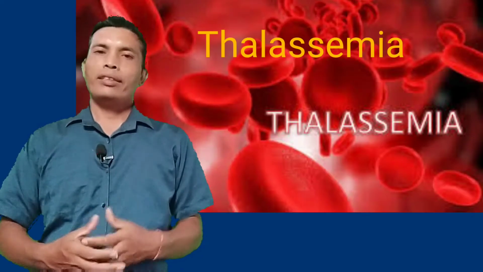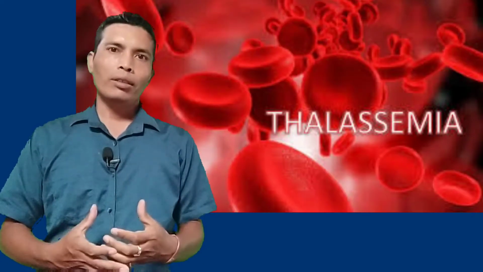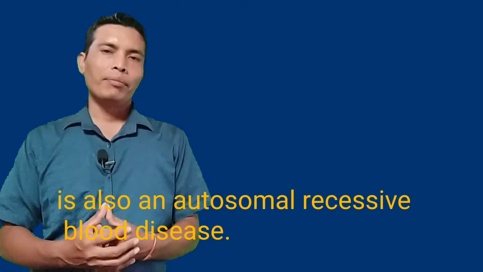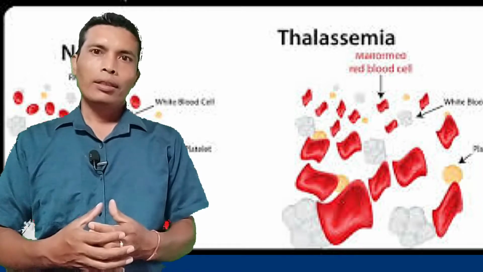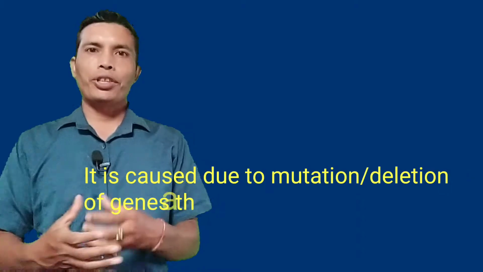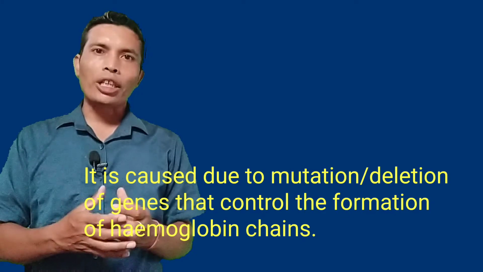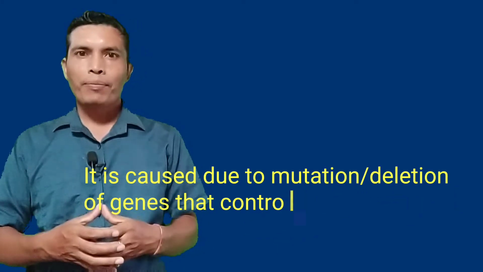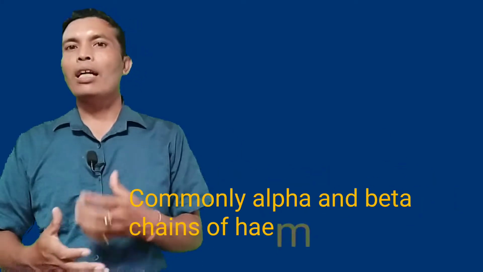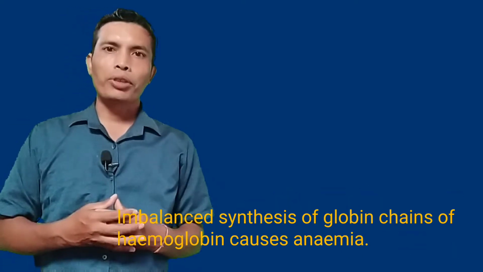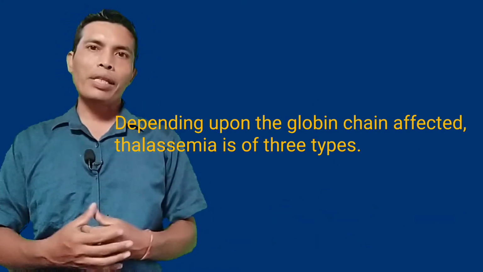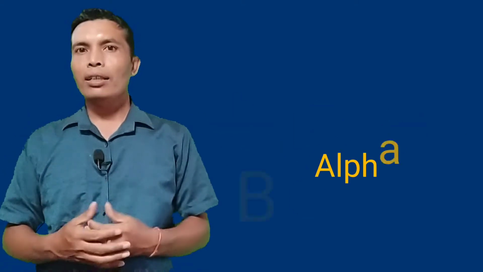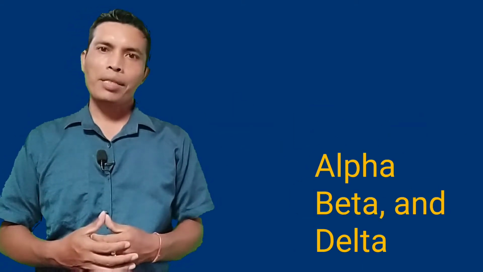Okay, now let us have some idea of thalassemia, which is also an autosomal recessive blood disease which appears in children of two unaffected carriers. The defect can occur due to mutation or deletion of the genes controlling the formation of globin chains, commonly alpha and beta of hemoglobin. Imbalanced synthesis of globin chains of hemoglobin causes anemia. Depending upon the globin chain affected, thalassemia is of 3 types: alpha, beta and delta thalassemia.